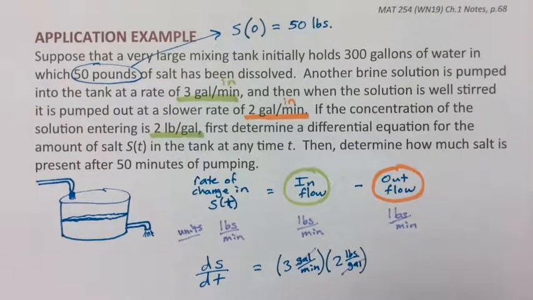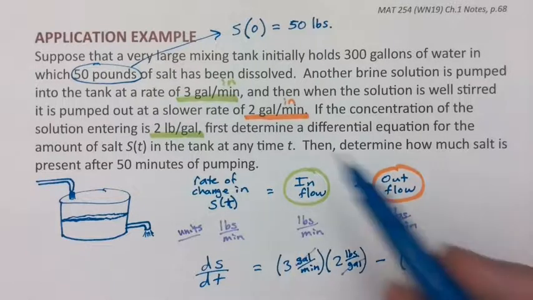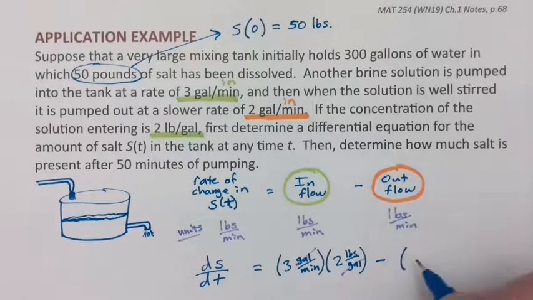And similarly, we're going to write our outflow, which is going to be the only thing that we really know to begin with: the outflow is 2 gallons per minute.